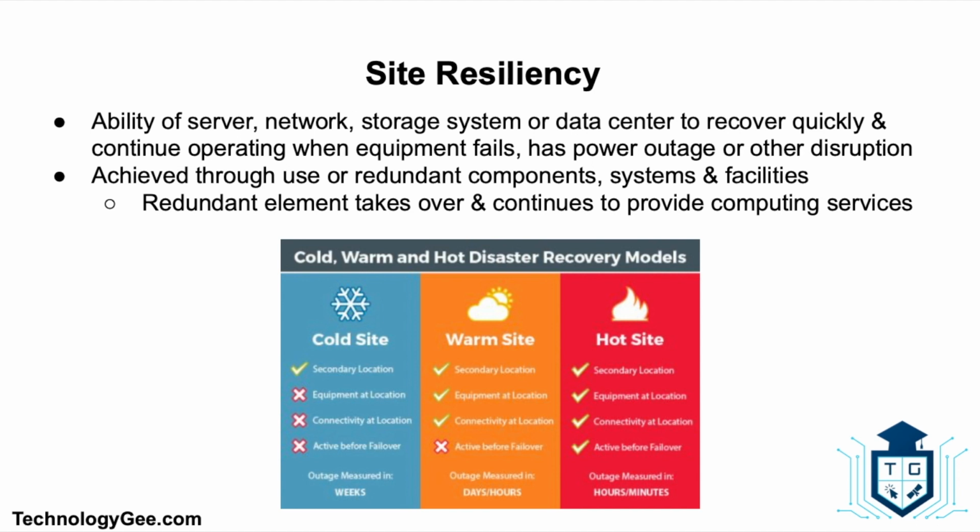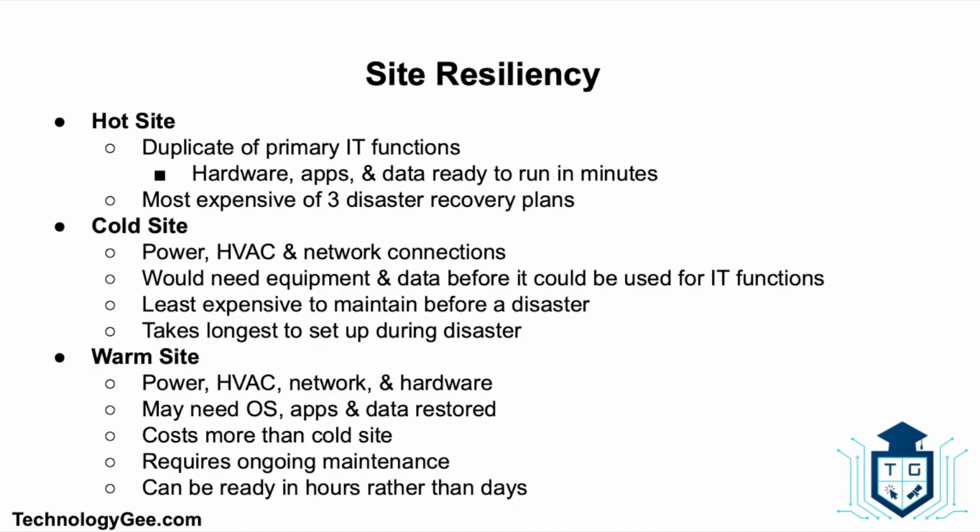to the user base. And three components of data resiliency that you need to be concerned about when it comes to the CompTIA Security Plus 601 exam are hot sites, cold sites, and warm sites. So a hot site is a duplicate of your primary IT functions with hardware, apps, and data ready to run in minutes or less in the event of a disaster. This is the most expensive of the three disaster recovery plans, but for an organization that can afford no downtime, it might be the only one that is worth considering.